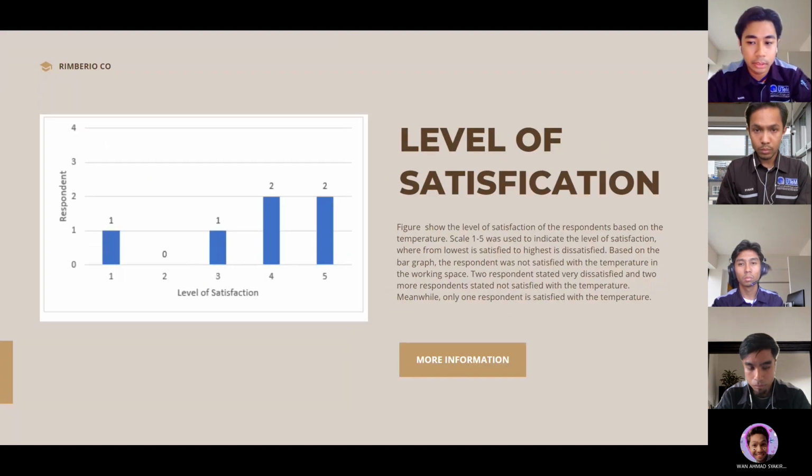Okay, then the figure shows the level of satisfaction of 6 respondents at Zone 5 based on the temperature. A scale of 1 until 5 was used to indicate the level of satisfaction, from the lowest, satisfied, to the highest, dissatisfied. Based on the graph, the respondents were not satisfied with the temperature in the working space. 2 respondents stayed very dissatisfied, and 2 more respondents stayed not satisfied with the temperature. Meanwhile, only one respondent is satisfied with the temperature.